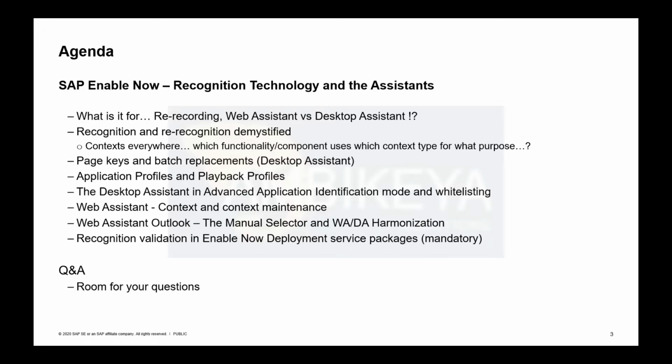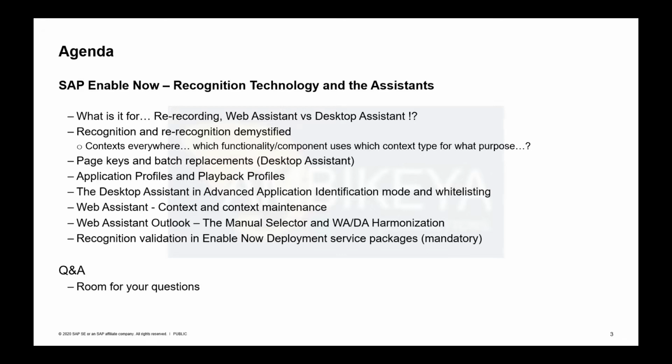Then going down to the detail level of desktop assistant, we're going to look at page keys and their replacements or neutralizing, and why this is important. We'll look closer at application profiles and the newer playback profiles that have been invented one or two releases ago, I believe, and what those are for. Then we will have a look at the AAI, the Advanced Application Identification Mode, which speeds up desktop assistant dramatically, but the prerequisite to really be able to use that in a proper way is understanding all the above.